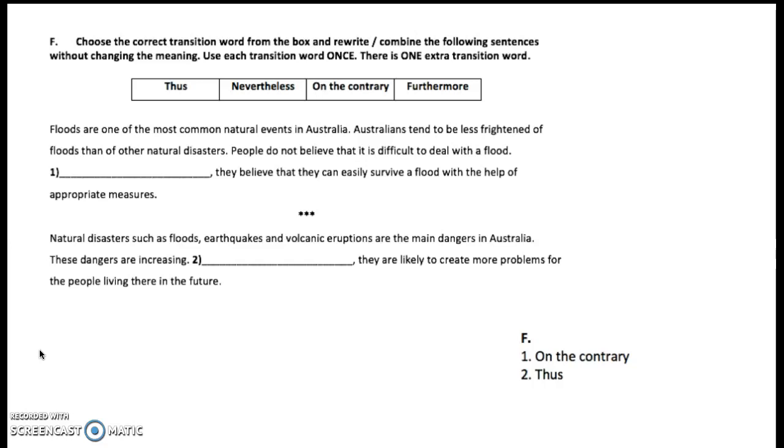Number 1. Before the blank, we are told that people do not believe it is difficult. After the blank, we learn that they believe they can easily do it. So we have two opposite ideas here, and the transition phrase on the contrary signals this opposition. Number 2, thus means therefore, which is used while talking about a reason-result relationship.